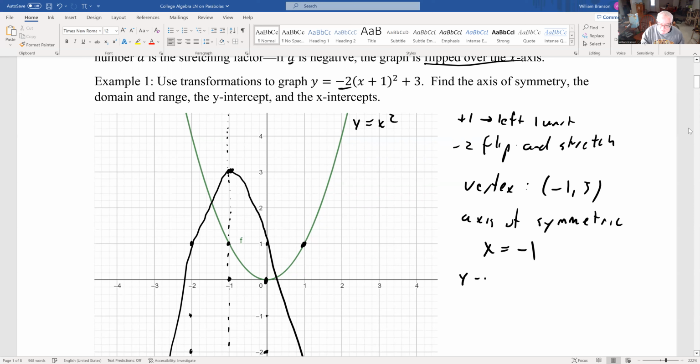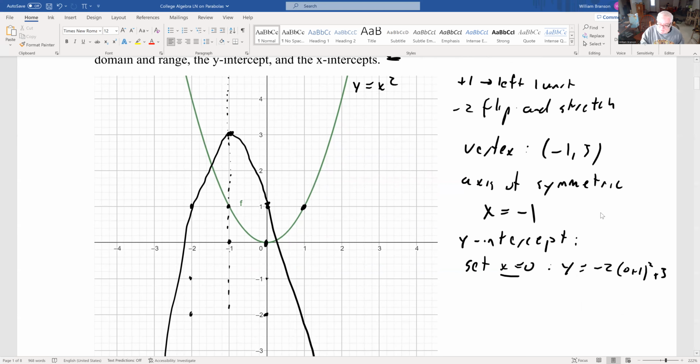Y-intercept, that's here. It looks like it's 1. What do we do to find the y-intercept? We set x equal to 0, and that gives us y equals -2 times (0 plus 1) squared plus 3. So we set x equal to 0 in this equation to find the y-intercept, and that gives us y equals -2 plus 3 equals 1. So my y-intercept is x coordinate 0, y coordinate 1.